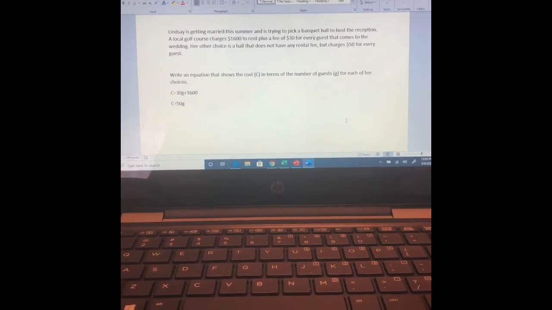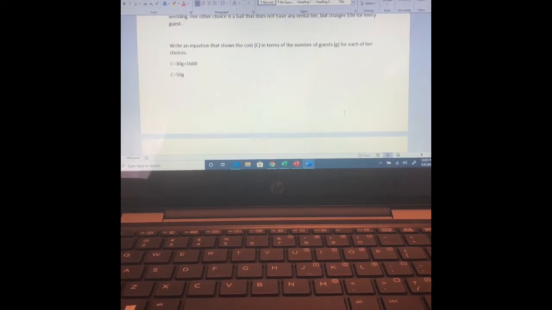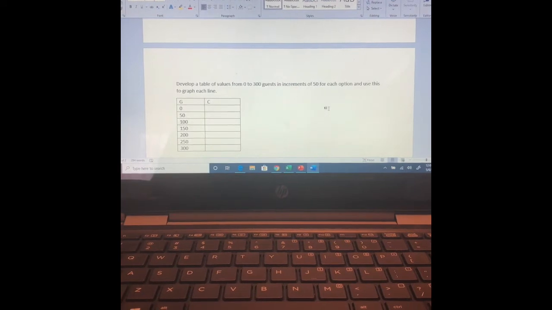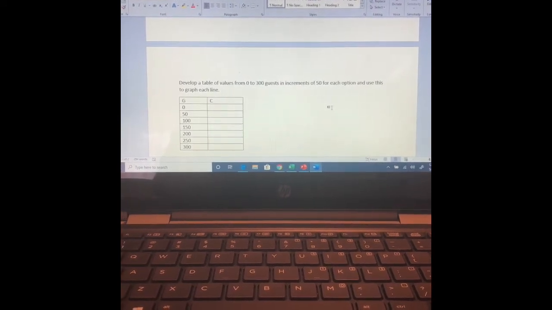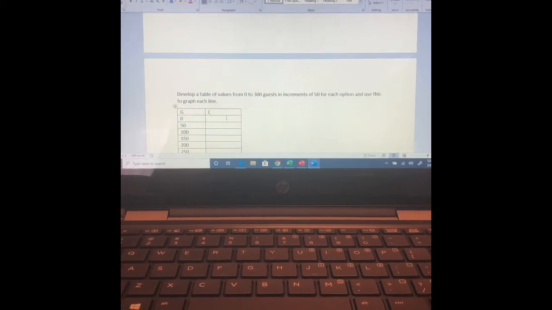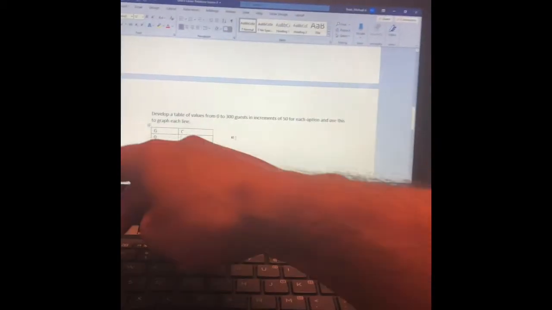That makes it direct variation. So there's my two equations. And now I'm going to develop a table of values from 0 to 300 guests in increments of 50 for each option. So, very first one, we know that if you have 0 guests, it's going to cost you $1,600. And that's going to go up by $30 a guest.